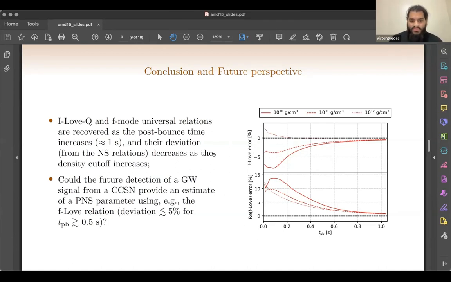So with these results, we have this open question, which is whether a future detection of a gravitational wave signal from a core collapse supernova could provide an estimate for a proto-neutron star parameter using, for example, the F-Love relation. And according to these results, in principle, yes, we could use this to get a rough estimate for a proto-neutron star parameter, like the tidal deformability. And we could map this parameter estimation into other parameters like the mass or the radius. However, we need to be careful with that because this is for one equation of state only, and for one simulation group only. We would need to verify if this universal behavior still holds for other simulations and other equations of state when they are available.